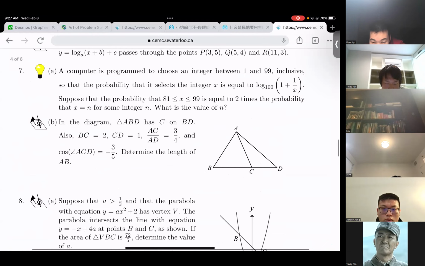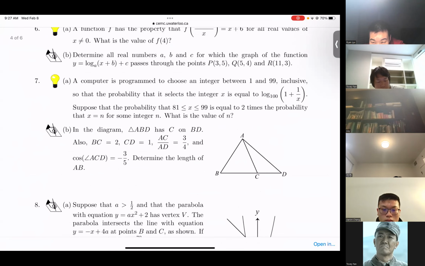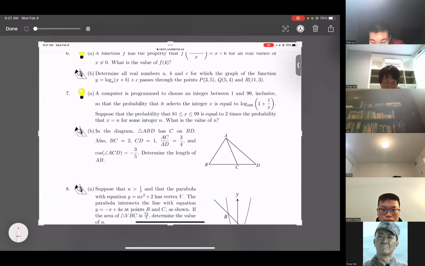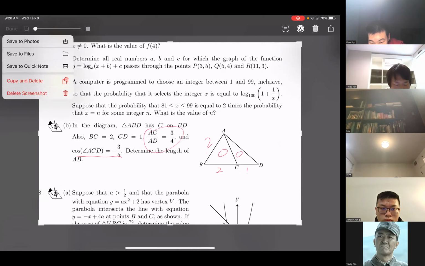And also Lily, you see, this is 2022, last year's Euclid grade 12 math competition. You see 7B? 7B is the law of cosines. You know BC is 2, CD is 1, and AC to AD is 3 to 4. You know a cosine, and you're going to find the length here. You actually need to apply the law of cosines in this question: apply it in triangle ABC, and apply it again in triangle ACD.